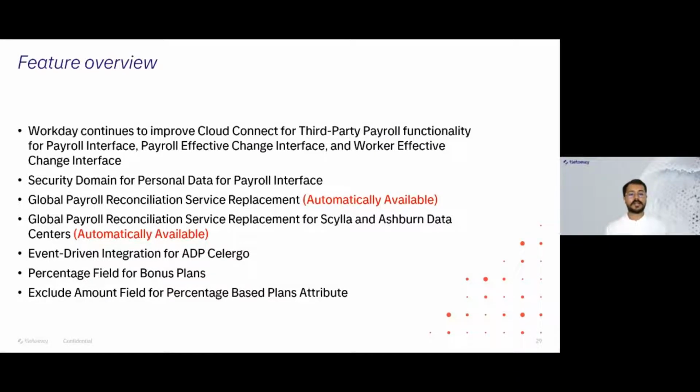Then we have event-driven integration for ADP Celergo. This event-driven integration for ADP Celergo is a big change, but as we know, and just to give you a reference, this solution can be created by the ADP team and then they provide us the solution. What we do is we import that solution and then we move forward. I will be telling you the details for that. Then we have percentage field for bonus plans. This will come under Vichy, that is worker effective change interface, as well as we have exclude amount field for percentage based plans attribute.